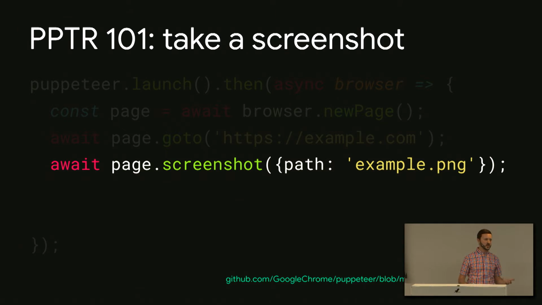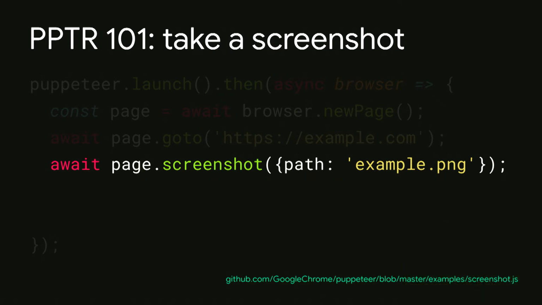So there's a screenshot API. It's got a lot of stuff in it. You can do full page screenshots. You can do portions of a page. You can actually just screenshot a particular DOM element, which is kind of cool. And it can just save that file to disk, PNG, JPEG, whatever image format you want.